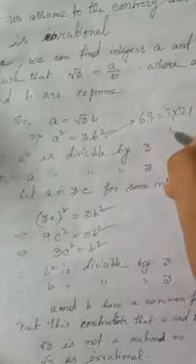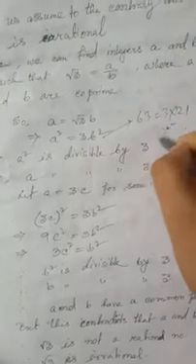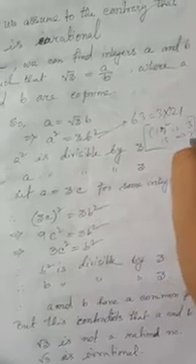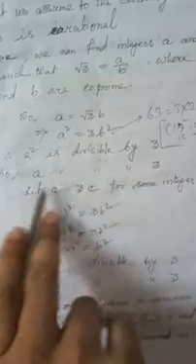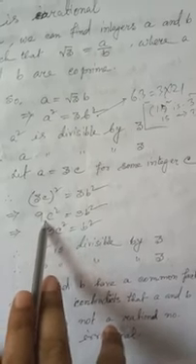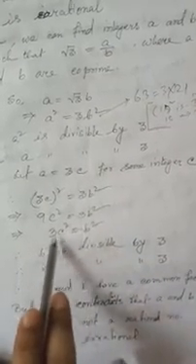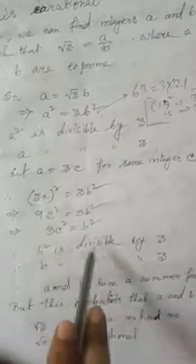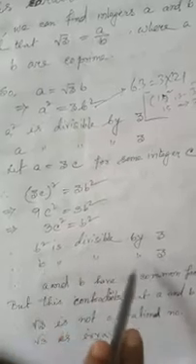If 15 square is divisible by 3, then 15 is also divisible by 3. Remember that. So if a square is divisible by 3, then we can write a is also divisible by 3. Let a equal 3c for some integer c. Put here 3c whole square, which is 9c square, equals 3b square. Cut 3 from both sides, then 3c square equals b square. Therefore b square is divisible by 3. Also b is divisible by 3.